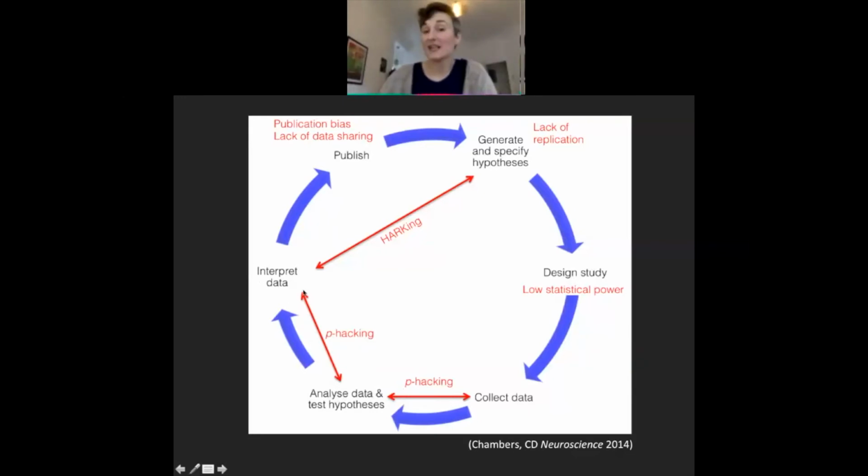And then when you have unexpected results that are really cool, you engage in HARKing, where you twist the story and say, oh, I hypothesized that from the start. This is what I was expecting to get. And when you publish, of course, you are a victim of publication bias. You only publish your positive results. And often there is a lack of data sharing or not enough information shared concerning the methods and the procedures.